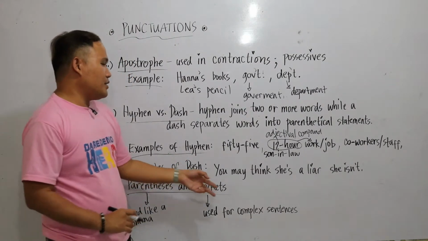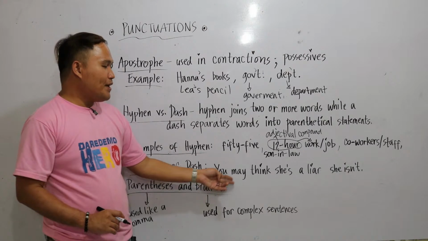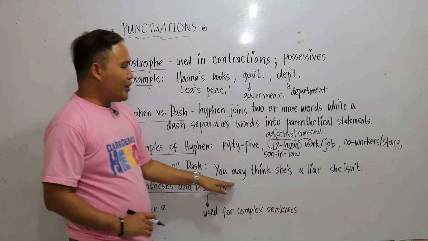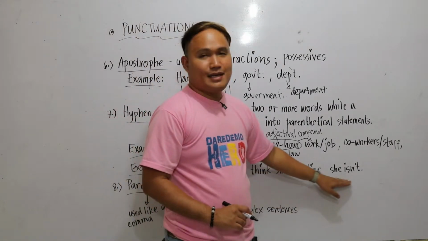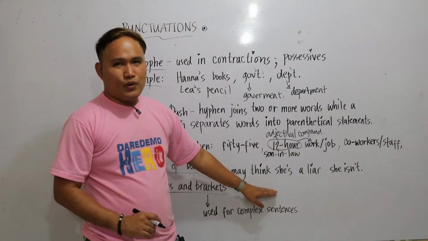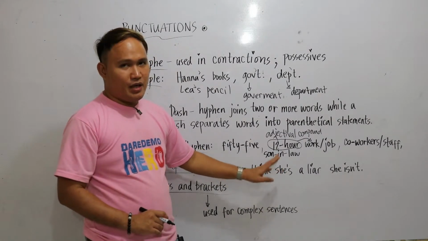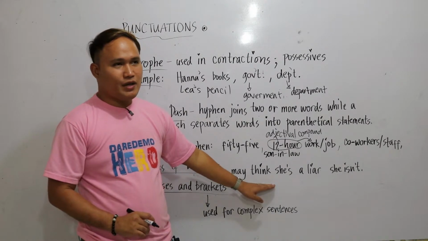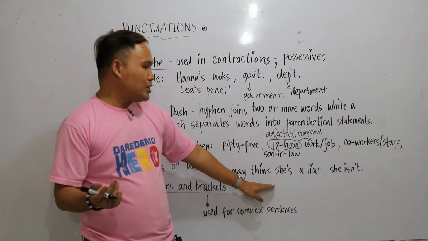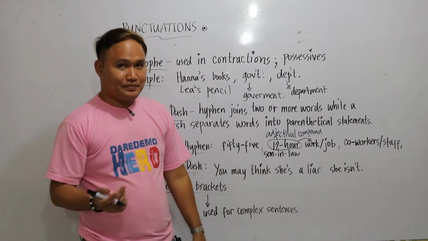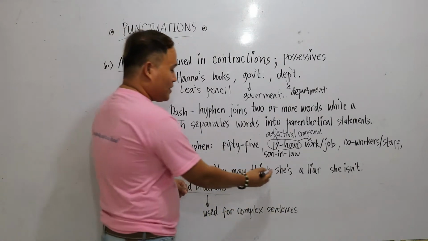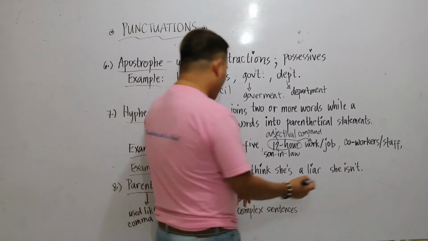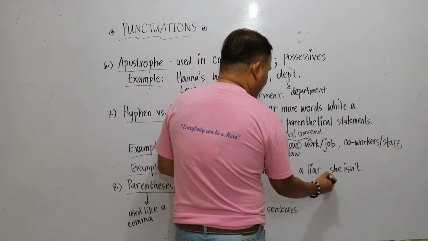When do we use dash? So let's have an example here. You may think she's a liar. She isn't. Now, if we're going to read this one, this looks awkward or weird because there should be a dash in this statement. Where do you think we should put the dash? Here? You may think, no, okay, very good. We have to put the dash here, okay?